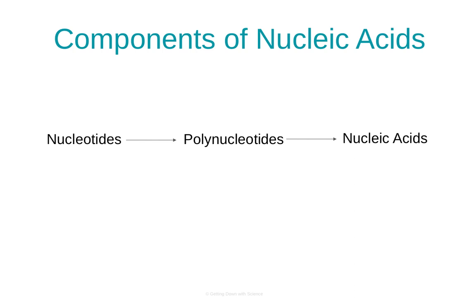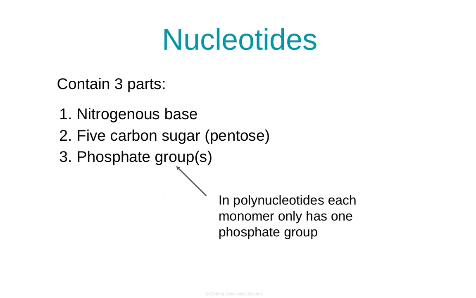But when one nucleotide attaches to another nucleotide, we call that a polynucleotide. And many polynucleotides structured together are going to create the nucleic acid. So the nucleotides are made of 3 components. They're made up of a nitrogen base and a 5-carbon sugar. That 5-carbon sugar we call pentose, and then a phosphate group. So in a polynucleotide, each monomer only has one phosphate group.